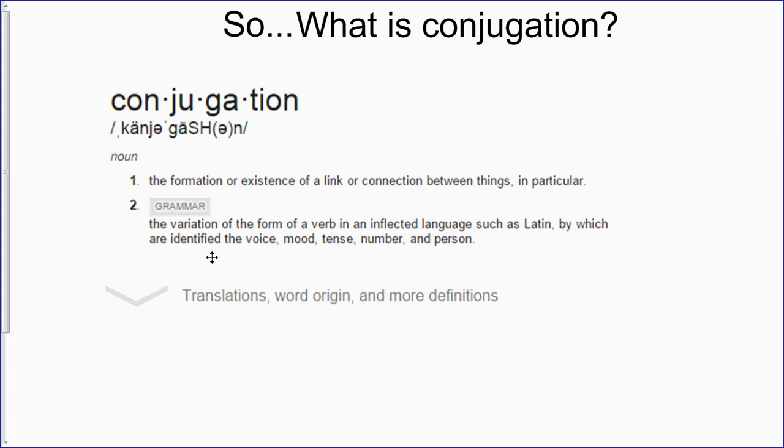So conjugation is the formation or existence of a link and connection between things, and in grammar, the variation of the form of a verb in an inflected language, such as Latin, by which we can choose voice, mood, tense, number, person. Again, we always need to match our subjects and our verbs.